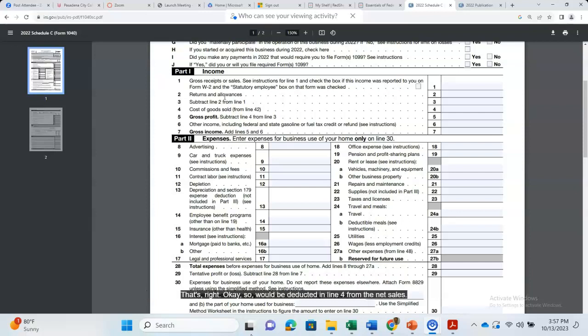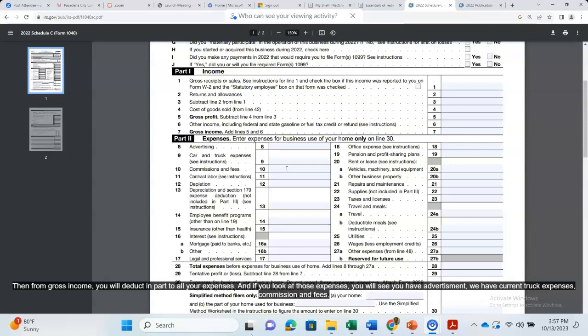Okay, so cost of goods sold will be deducted in line 4 from the net sales, and that gives you gross profit. Gross profit is the dollar amount that you have available to pay for operating expenses. And gross profit plus other types of income, whatever tax credit or refund you receive, you add in line 6. And finally, line 7 is the actual gross income. Then from gross income, you will deduct all your expenses in part 2.